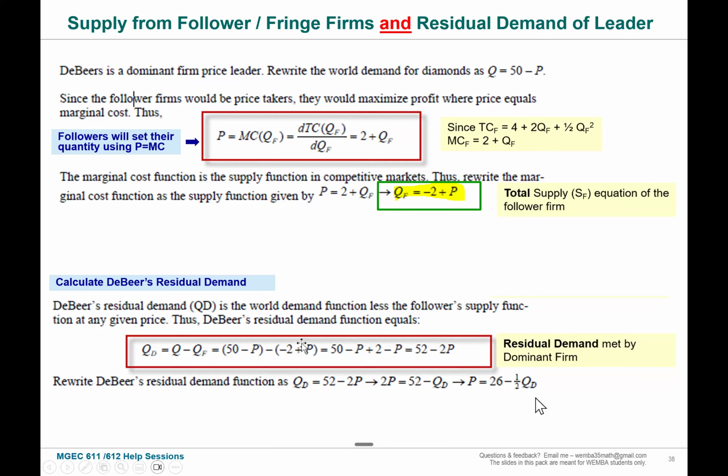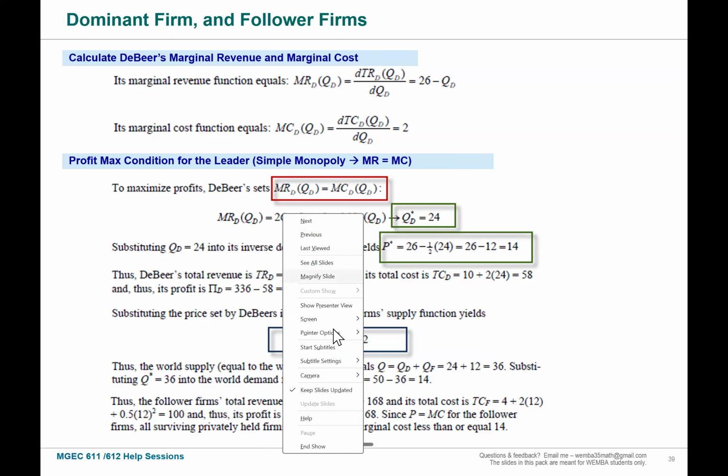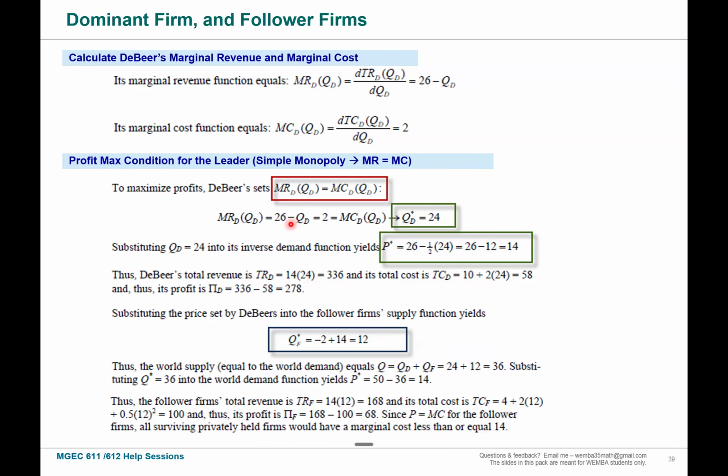If that's my demand equation, what is my MR? Same intercept, twice the slope. So 26 minus QD, that will be my MR. MR is right here, 26 minus QD.